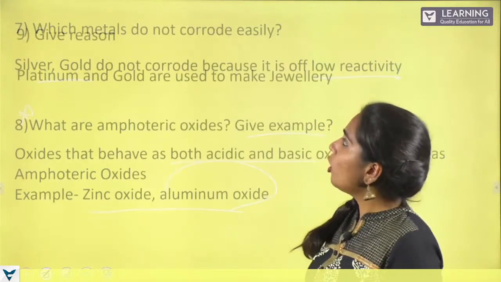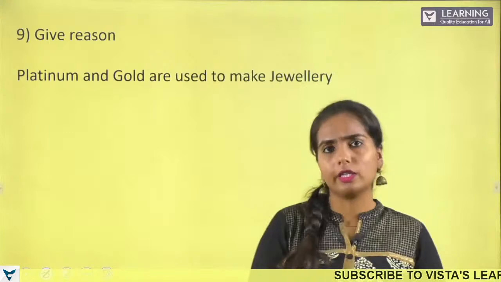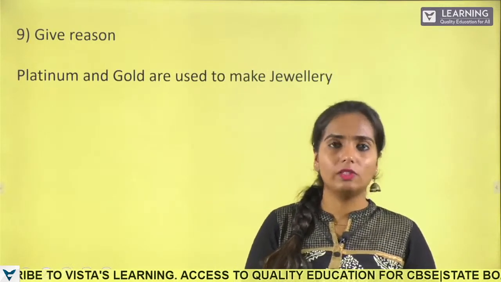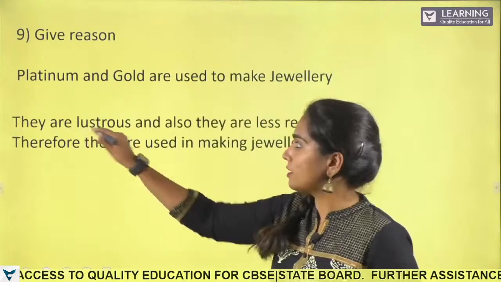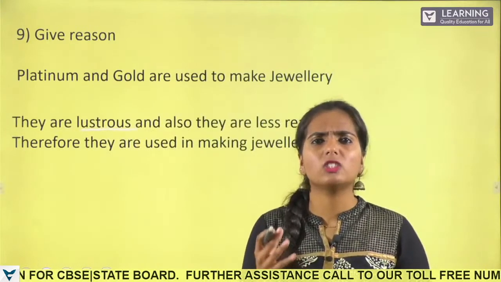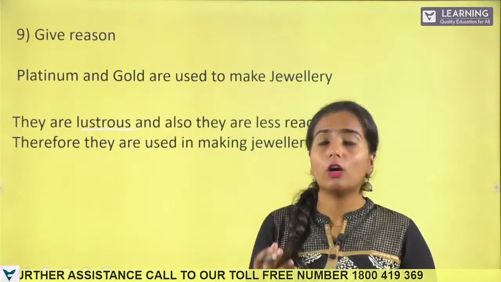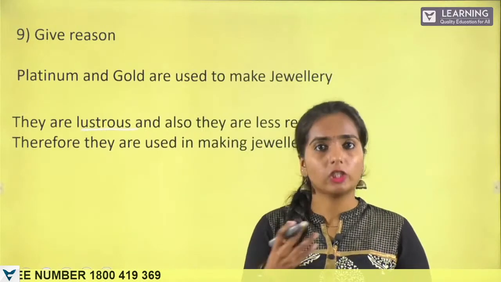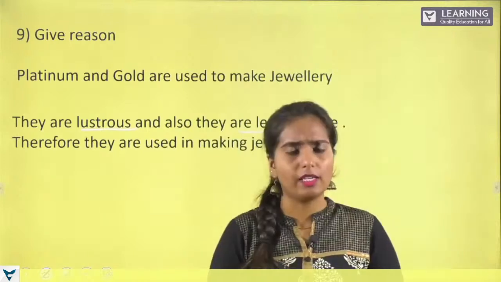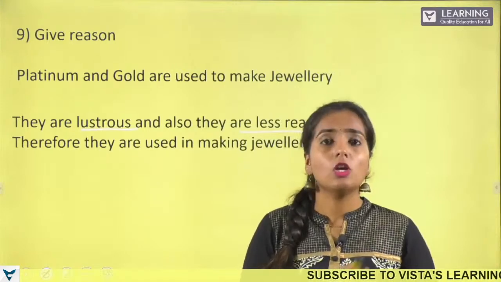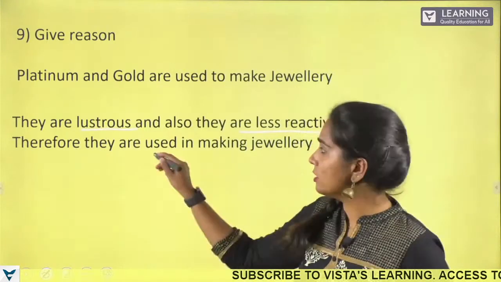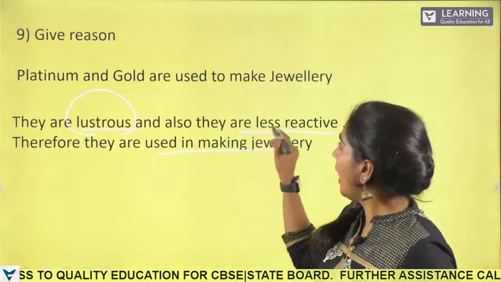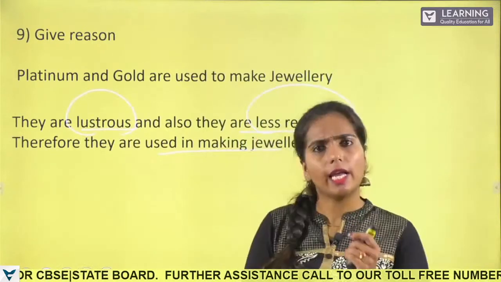Moving on, give reason. Platinum and gold are used to make jewelry. Why do you think they are used to make jewelry? Yes, they are lustrous. What is lustrous? Lustrous is nothing but shiny. It is a shiny substance, right? The gold and platinum, whichever you take, the silver also, it is also lustrous. It is shiny. And also, they are very less reactive. As I told, they are very less reactive when you see in a reactivity series. So therefore, they are used in making jewelry. What is the key word for this? They are lustrous, that is shiny, and they are less reactive. Therefore, they are used in preparation of jewelries.